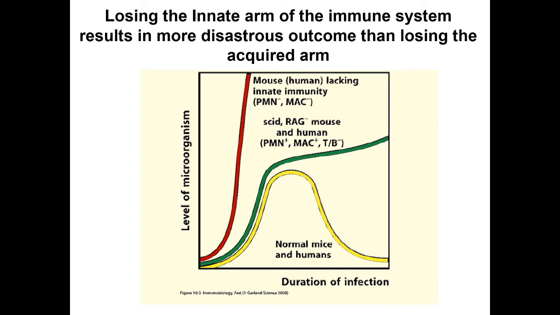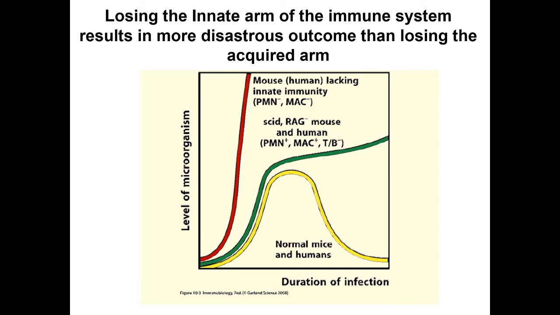Here, this is the diagram. If you see, this is again the same kind of curve. The x-axis represents duration of infection. Again, you can just think this is day 0 and this is 8 to 10 days. And the y-axis is the level of microorganism. And this yellow curve is the response from normal mice. That means healthy mice. And this red one is coming from mouse that lacks innate immune components.